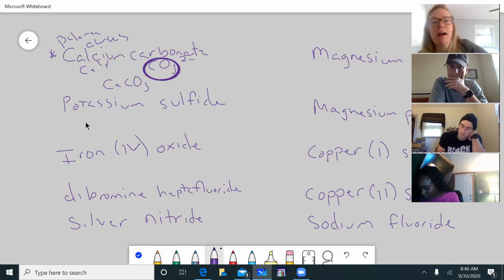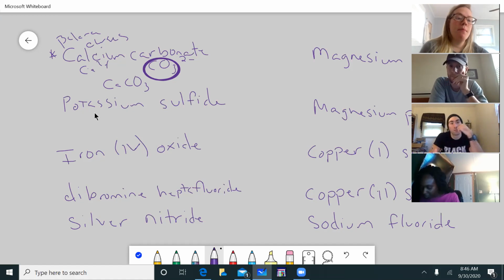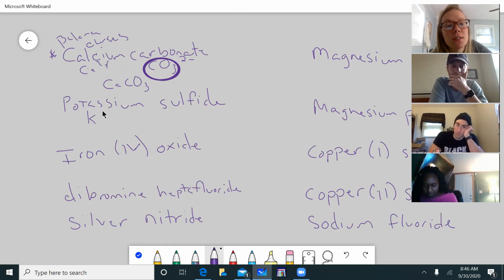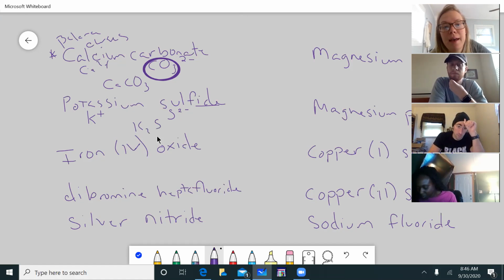Potassium sulfide. Potassium is a metal. It's got a predictable charge. It's not P, it's K. K+. Sulfide, the IDE is talking about sulfur. So sulfur, and it always has a 2-, flip-flop. We should end up with K2S.